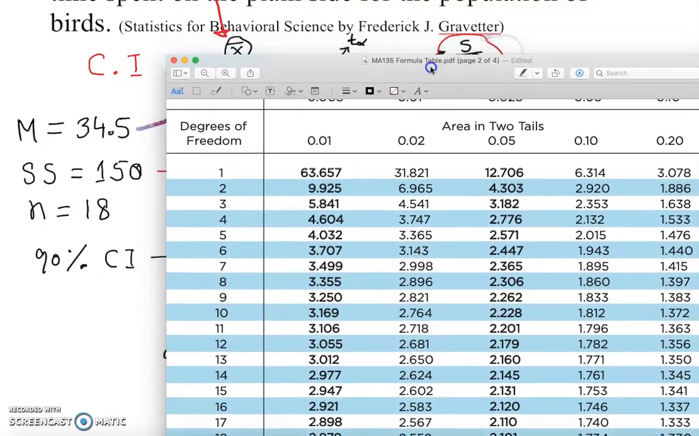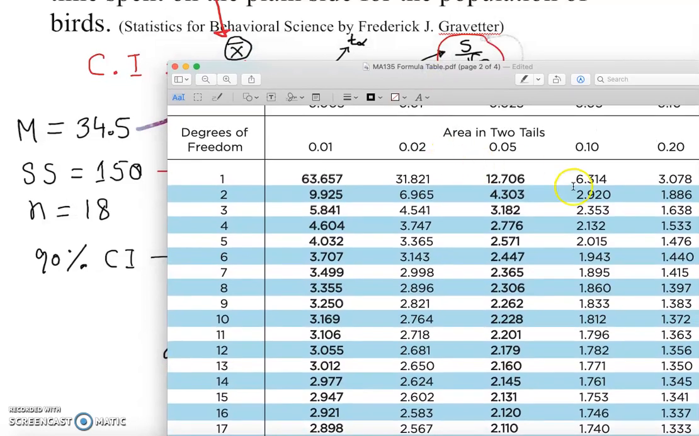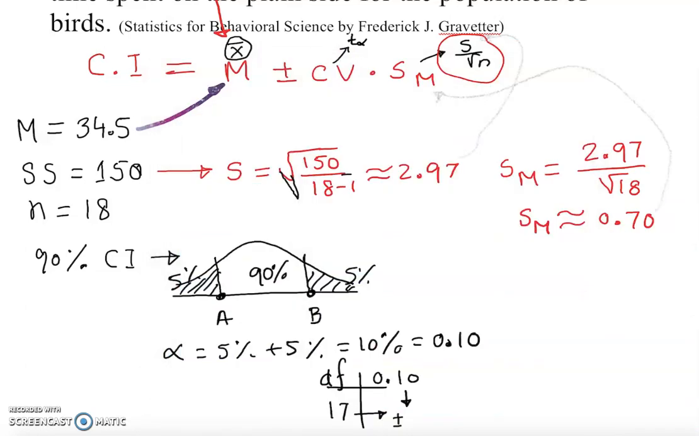So it seems like 17, yeah, 17, 0.10, and clearly that's a 17, and this is under 0.10. So 1.740 plus and minus 1.740. So that is the critical value. Now we have everything actually. So we are ready to plug the things in.